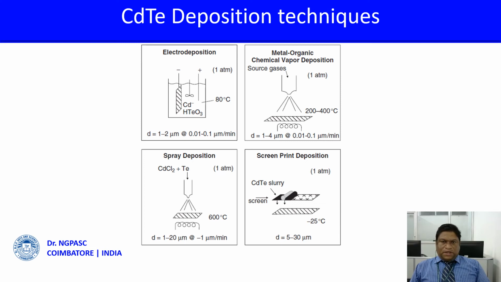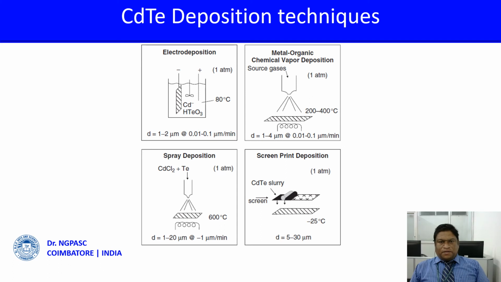Similarly, another method is metal organic chemical vapor deposition. In this method, there will be a chemical vapor, and a chemical reaction will yield the cadmium telluride vapor. The final gas output will come to the substrate and be deposited here. The substrate will also be kept at a temperature of 200 to 400 degrees centigrade. The thickness will be around 1 to 4 micrometers at a rate of 0.01 to 0.1 micrometer per minute. So this is the sixth technique. Similarly, the seventh technique will be spray deposition, spray pyrolysis.